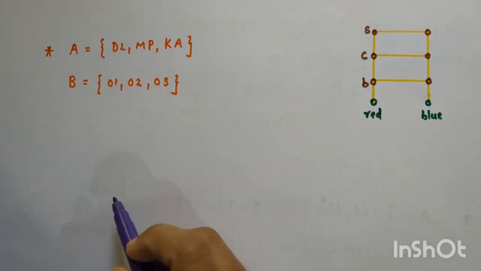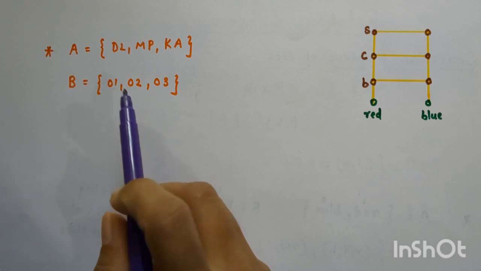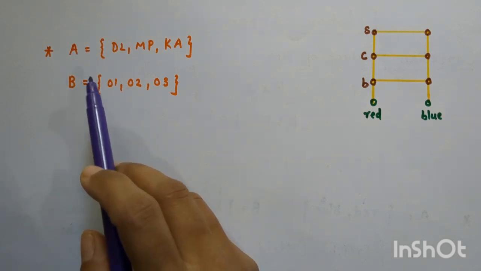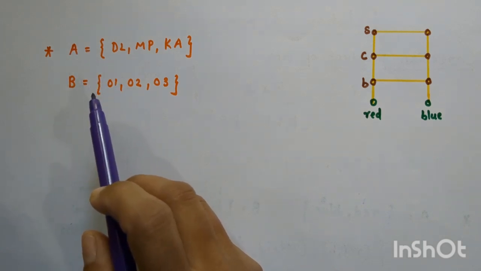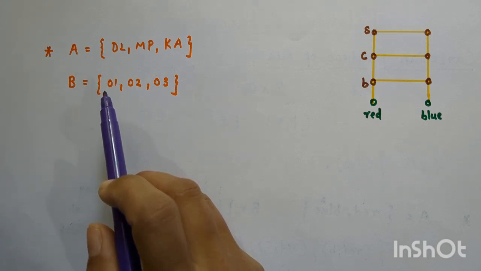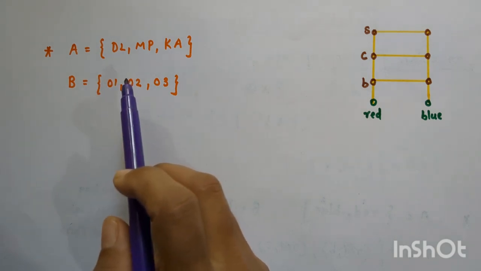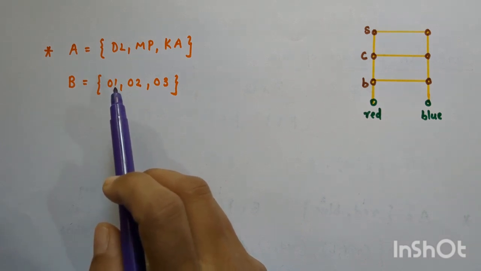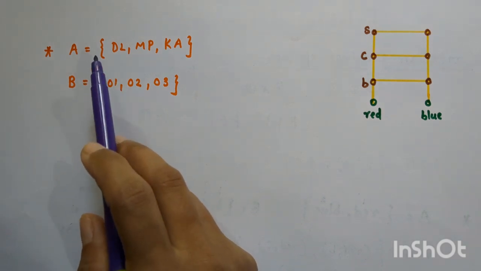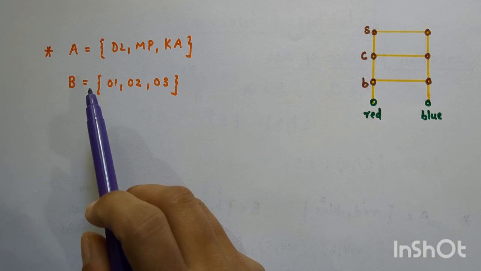Now consider two sets A and B. You can represent sets with any capital letter, P, Q, R, S, or A, B, C, D, whatever the letter is, it should be a capital letter, that's all. So here we are considering two sets. One is set A, another one is set B.